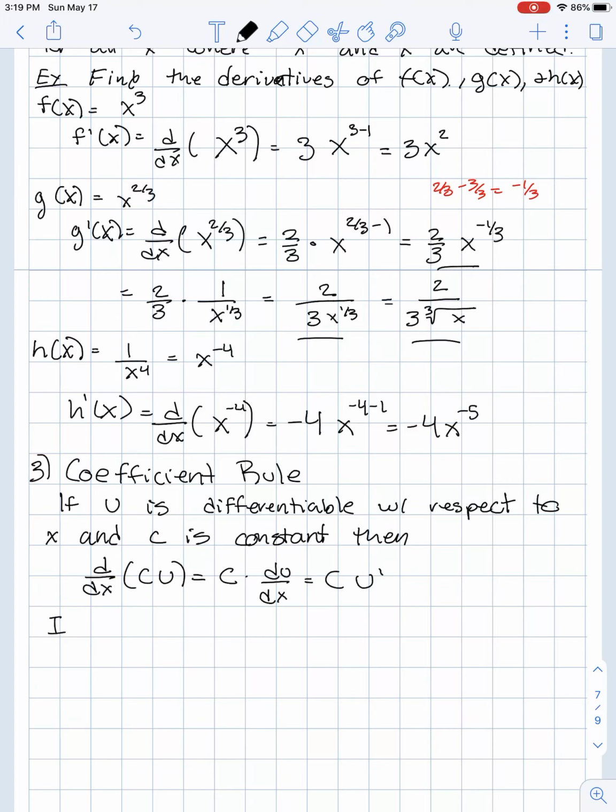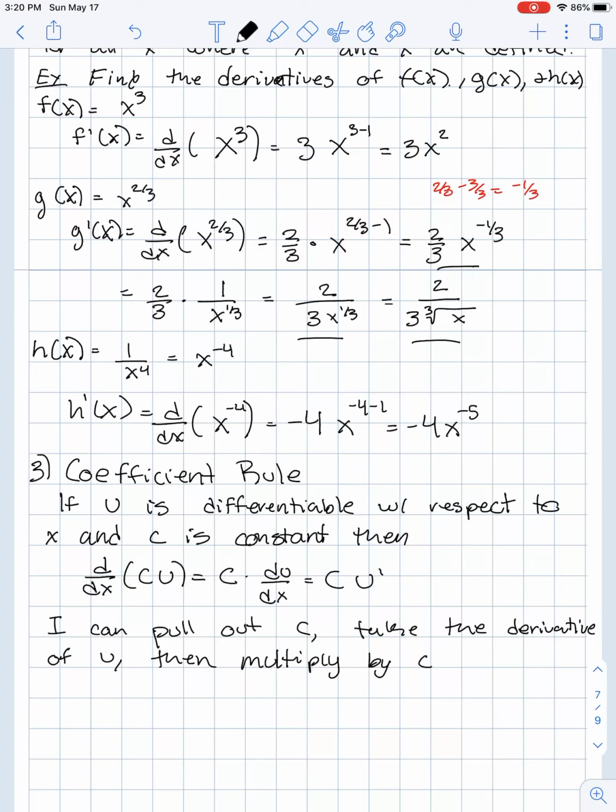Basically what this means is I can pull out the c, take the derivative of u, then multiply by c again. So basically the constant's not going to change. The coefficient's not going to change anything. I don't want you guys to get confused with the constant rule because the c isn't going away to 0.